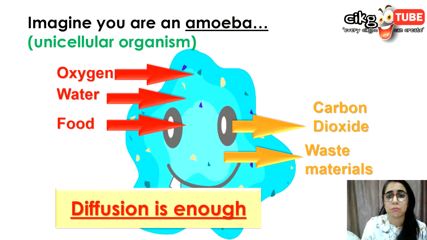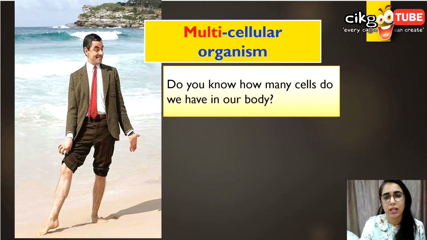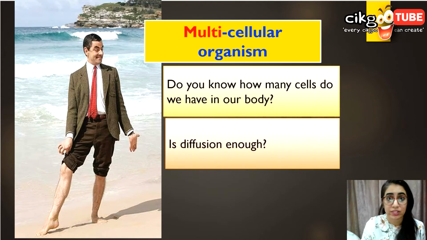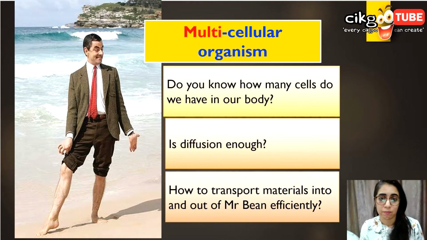Now, what about a multicellular organism? We have millions and millions of cells in our body. Diffusion is definitely not enough to transport materials in and out of the body, as our cells' total surface area is very small compared to the unicellular organism. So we need a specific transport system to transport substances to and from the body cells. In this case, it's the blood circulatory system.